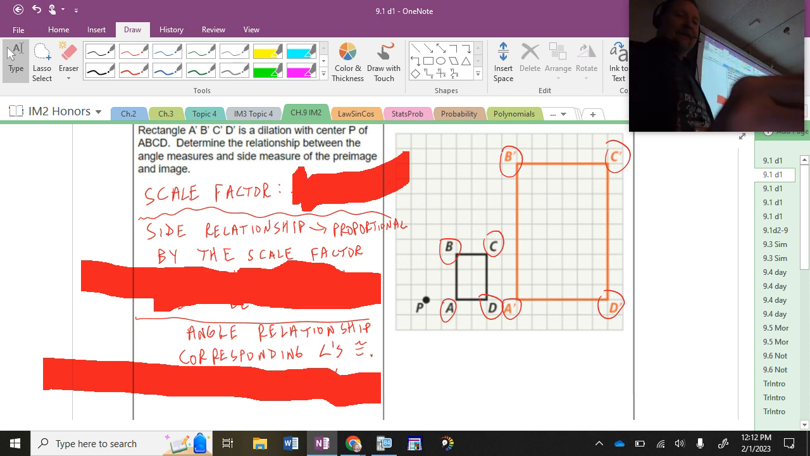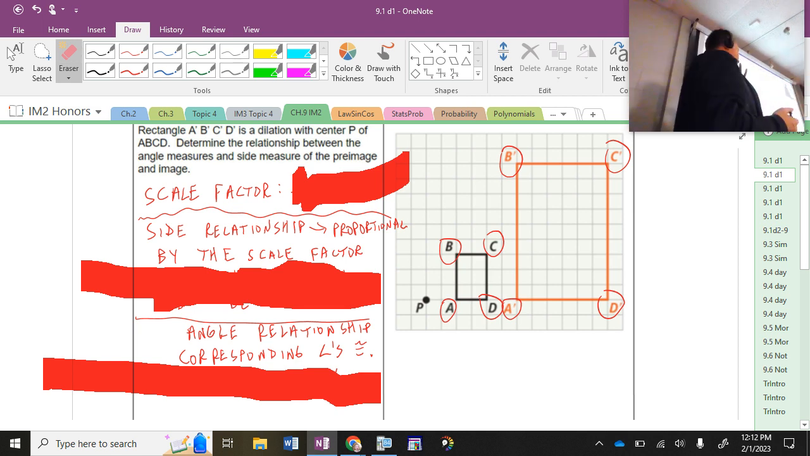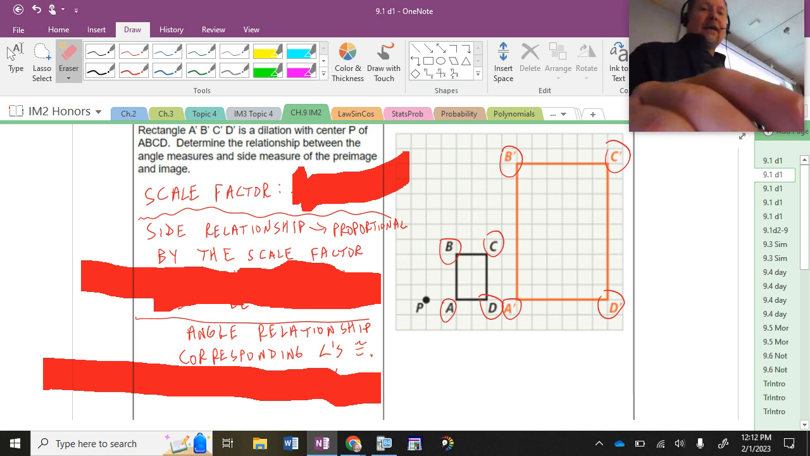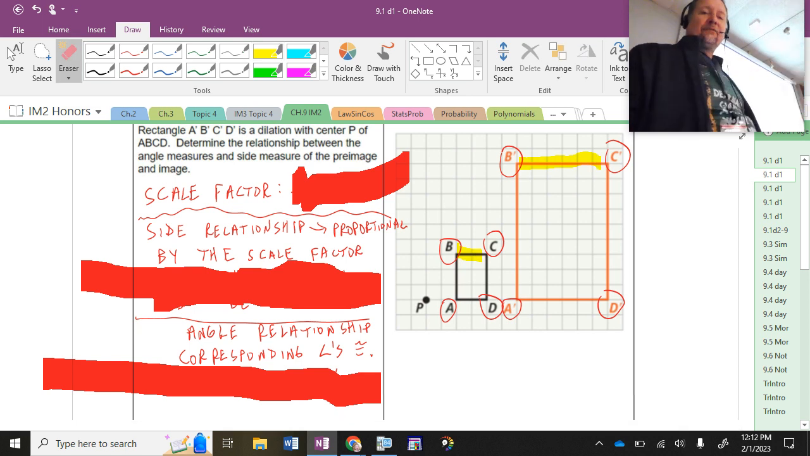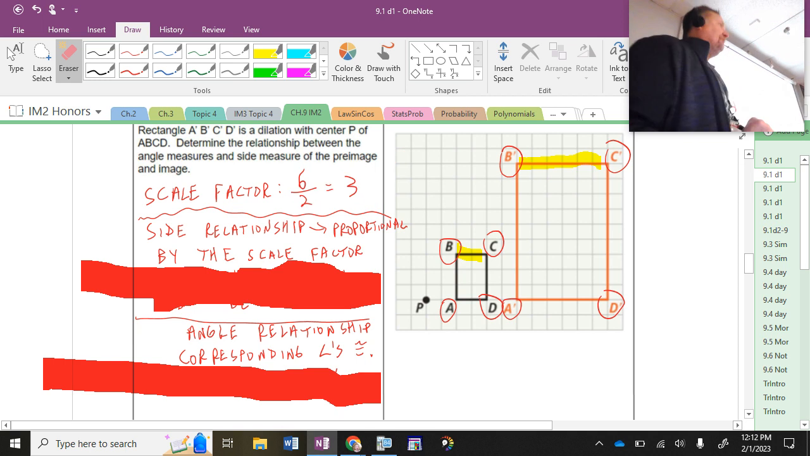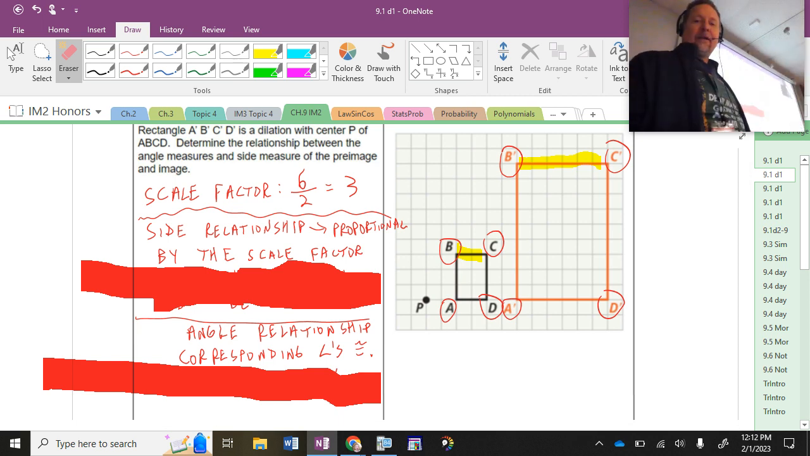Okay, and then you're going to find out that this is how you're going to do similar figure side relationships. They're proportional. So this side right here, as you're writing stuff down, is 6. This side is 2. How do I get 6 from 2? I multiply it by a factor of 3. You probably already did this stuff in grade school. All right. And then the same thing applied for BA and B prime A prime. 3 and 9 are those two lengths. So that's what happens there.